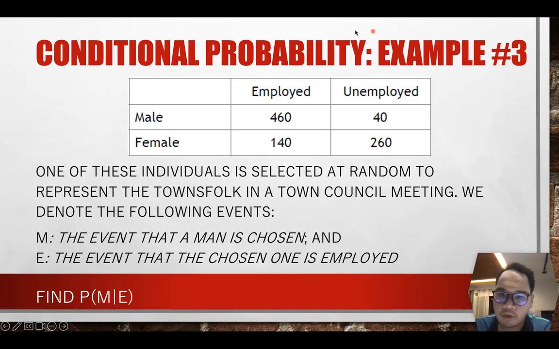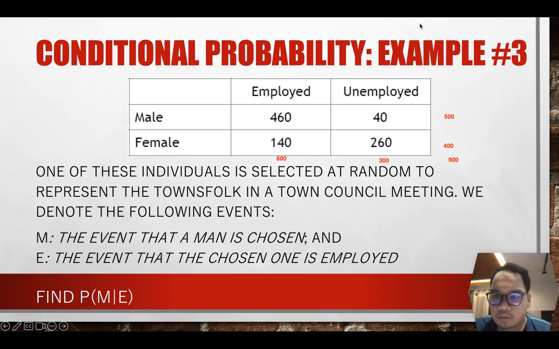So firstly, I think it's much better that we add things up. For example, for the males, if we add them, it becomes 500. And for the females, if we add them, it becomes 400. So overall, we have 900 people here. For the employed, if we sum them up, it becomes 600. And for the unemployed, it's going to be 300. The grand total is 900.